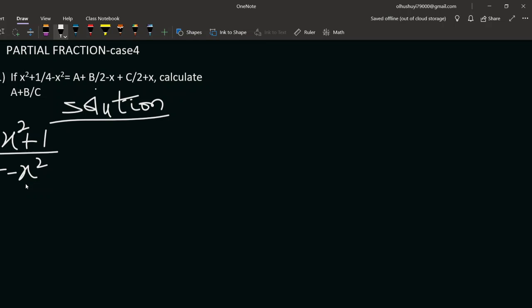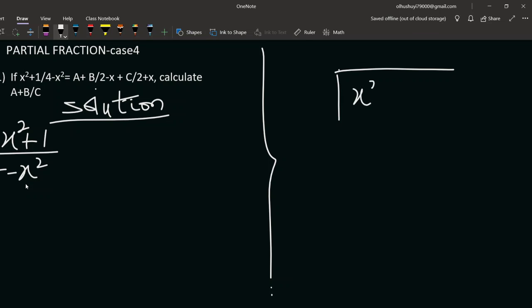And how will you resolve into partial fraction? Use the denominator to divide that numerator. So let me do that here. We have x squared plus 1, and the denominator 4 minus x squared, which is the same thing as minus x squared plus 4. Let me rewrite that.